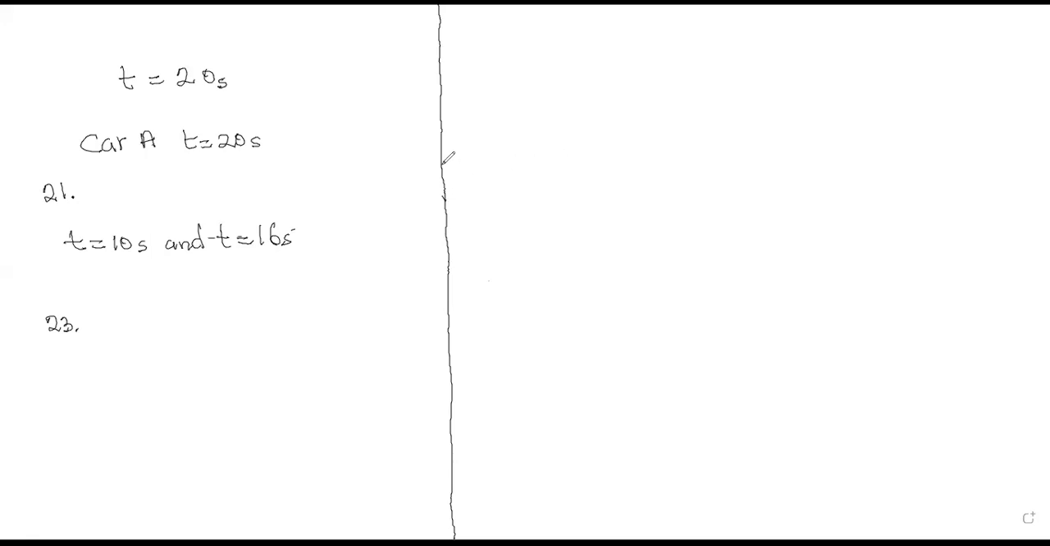Ask me why. It is car A because I said for a velocity or speed-time graph, the area under the graph is equal to what? The area under the graph is equal to the total distance traveled. So if the area is large, we'll have a larger distance.